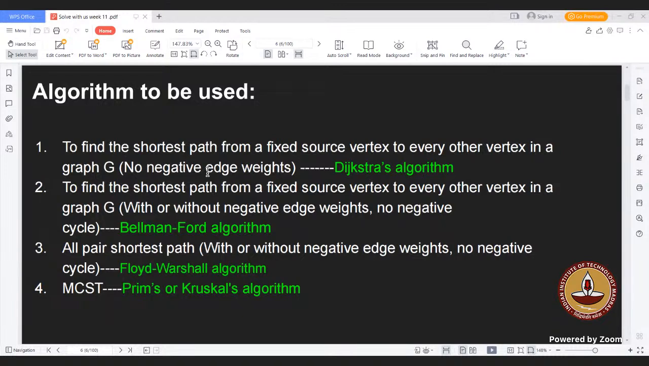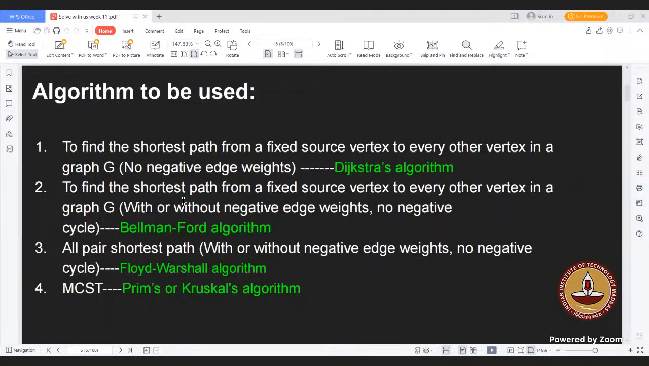So what is a negative edge weight? Can someone tell me? Sir, the value is minus. Yeah, exactly. The weight of an edge is negative. That's it. So there can't be any negative edge weight in it. Not even one can be negative. If that is the case, then Dijkstra might not work.